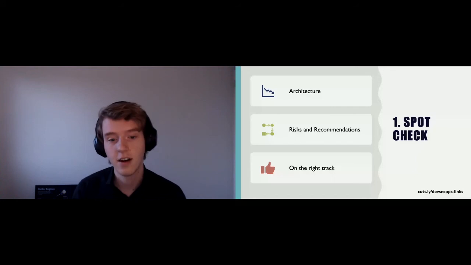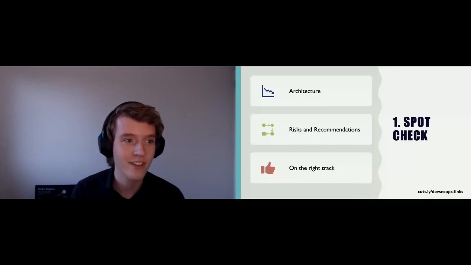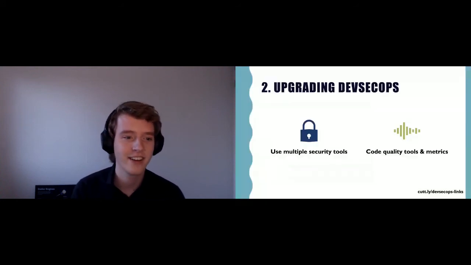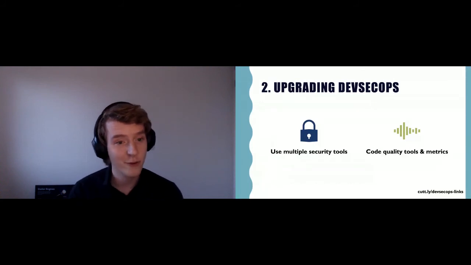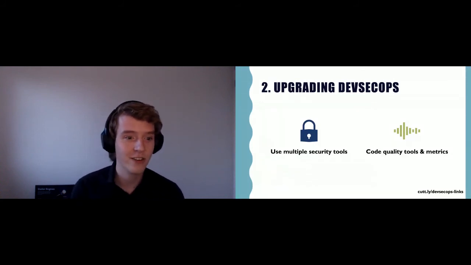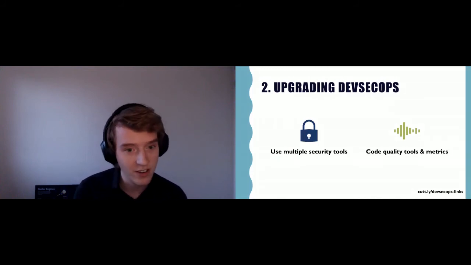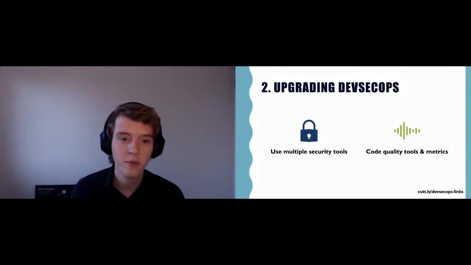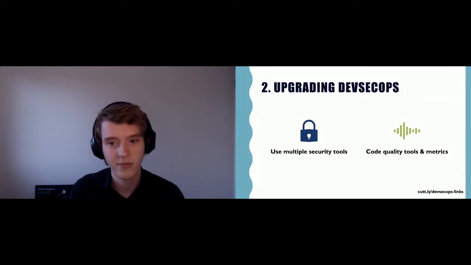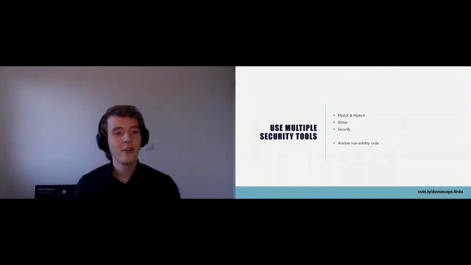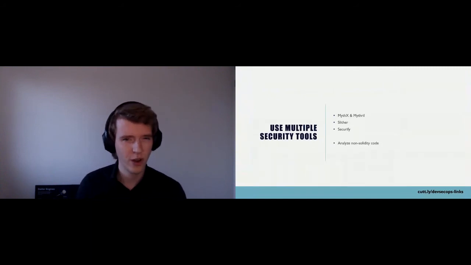Then it's also time to think about upgrading the DevSecOps processes. The first thing you can do is start to use multiple security tools. The second is to start using code quality tools and metrics to improve the quality of your code base. So first, using multiple security tools. Why would you do this?